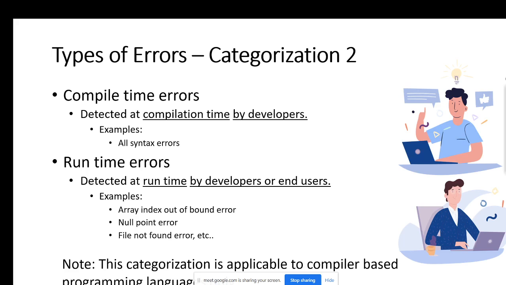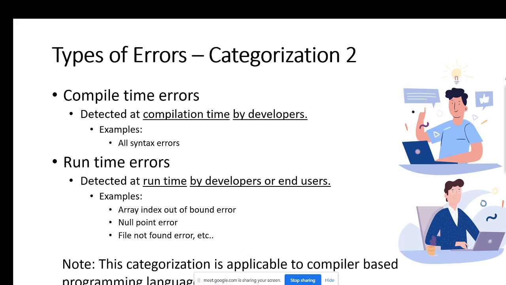So therefore runtime errors are somewhat difficult to detect unless you are fully aware of that possibility of runtime errors. For example, there are some popular runtime errors, especially in Java, like array index out of bound error, null pointer error, file not found error, etc. For example, if you have created an array of size 10 and you try to access the 11th element or beyond, you will not get a compile error, but when you are running, you will get the error. So those kinds of errors are called runtime errors.